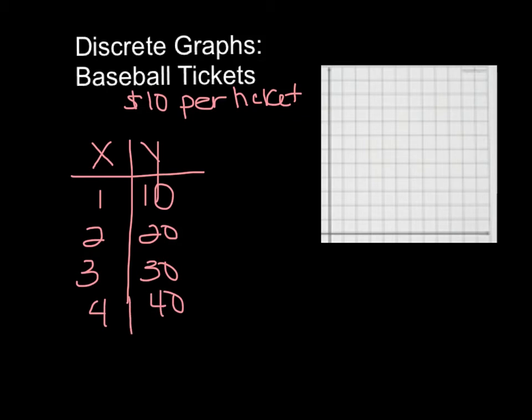And then, you could throw in 0 if you wanted to as well. If you buy 0 baseball tickets, the cost would be 0. So you want to take this and graph this.